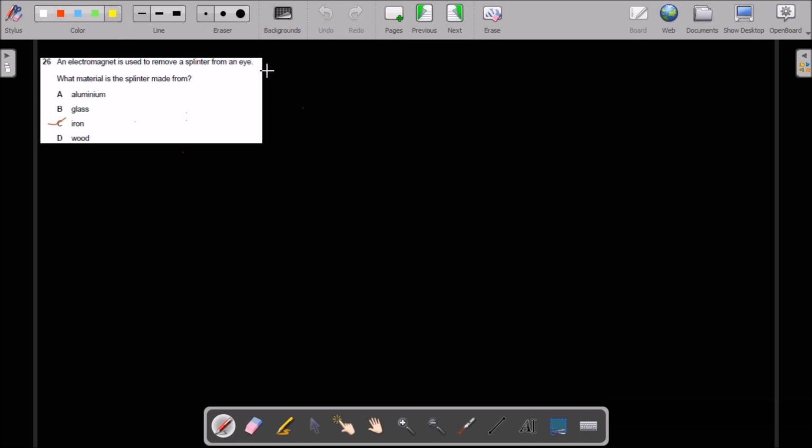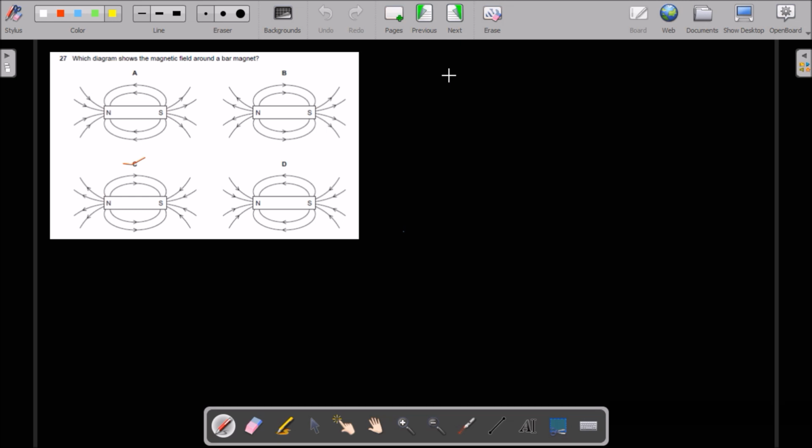Question 26. An electromagnet is used to remove a splinter from an eye. What material is the splinter made from? It must be iron, because it must be a ferromagnetic material. Question 27. We know that magnetic field lines come out from the North Pole and go to the South Pole. That's why C is right for question 27.